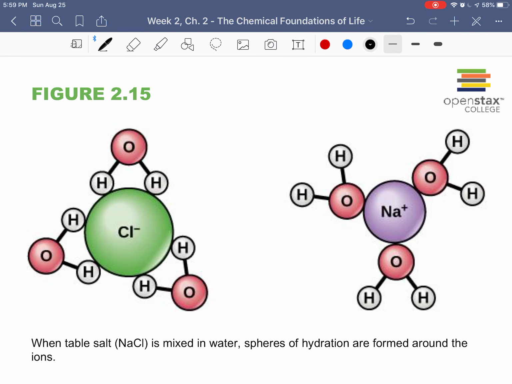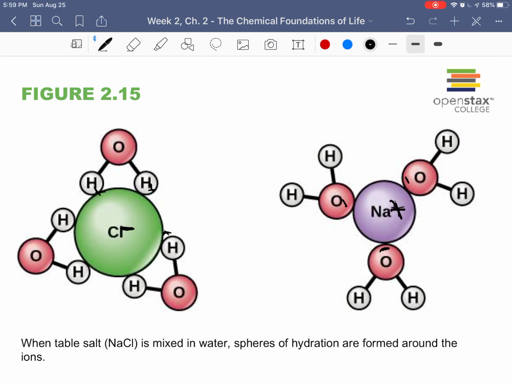All right. So this is another example of some hydration shells where you have your positive sodiums attracted to the negative end of your oxygens, and your negative chlorides attracted to the positive end of your hydrogens.